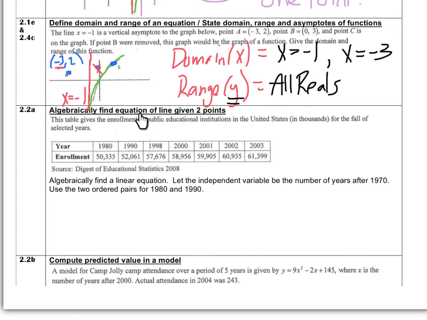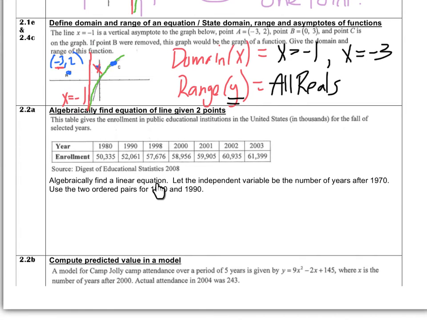2.2a, algebraically find an equation of a line given 2 points. The table gives the enrollment in public education institutions in the United States in thousands for the fall of selected years. So for example, in 1980, it looks like there were 50,335,000 students. So really that's 50 million students. In 2000, about 58 million. In 2003, 61 million, and so forth.